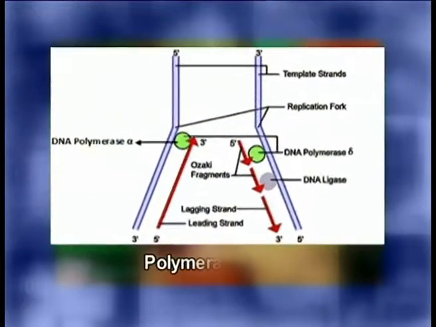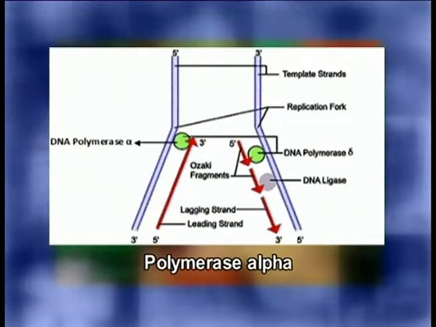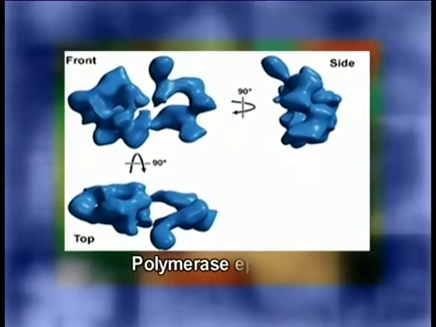Polymerase alpha elongates the primer and is involved in the synthesis of the leading strand. Polymerase delta has a leading role in the lagging strand synthesis. Polymerase epsilon is involved in the leading strand elongation besides polymerase alpha. Both polymerase alpha and polymerase epsilon are highly processive and have proofreading, that is, 3' to 5' exonuclease activity.